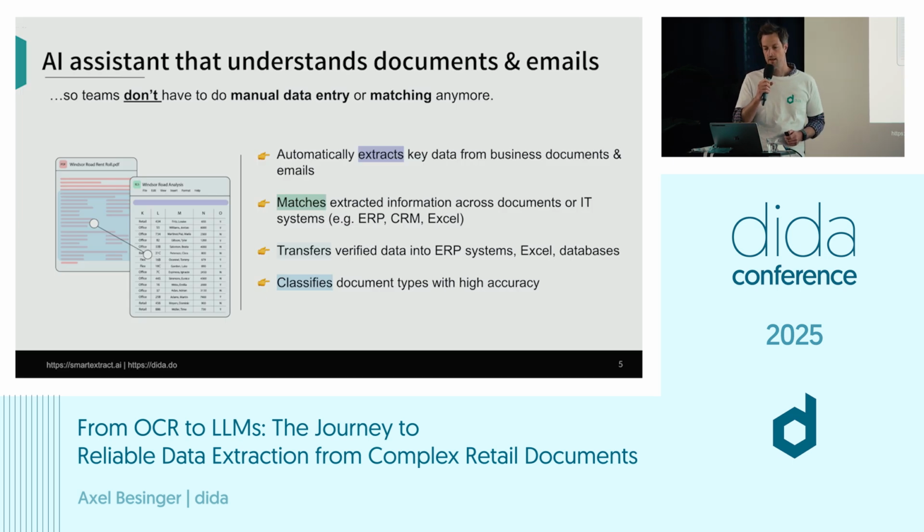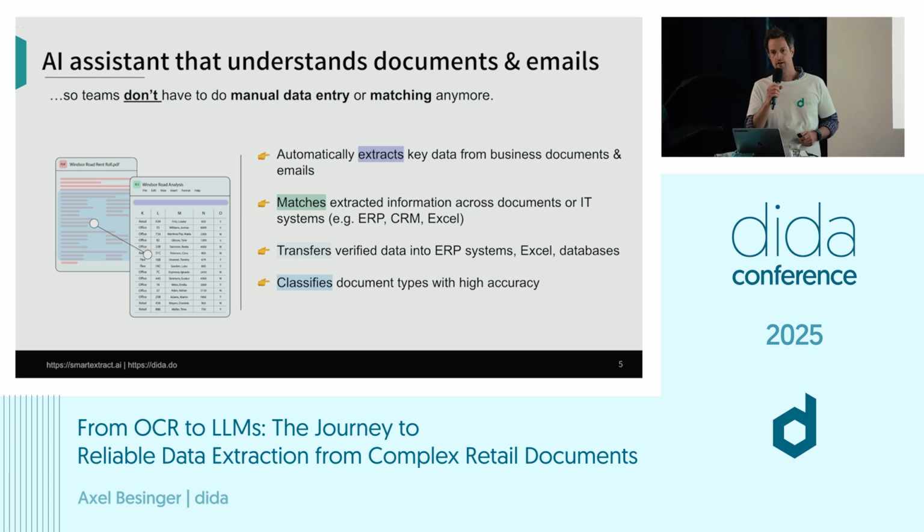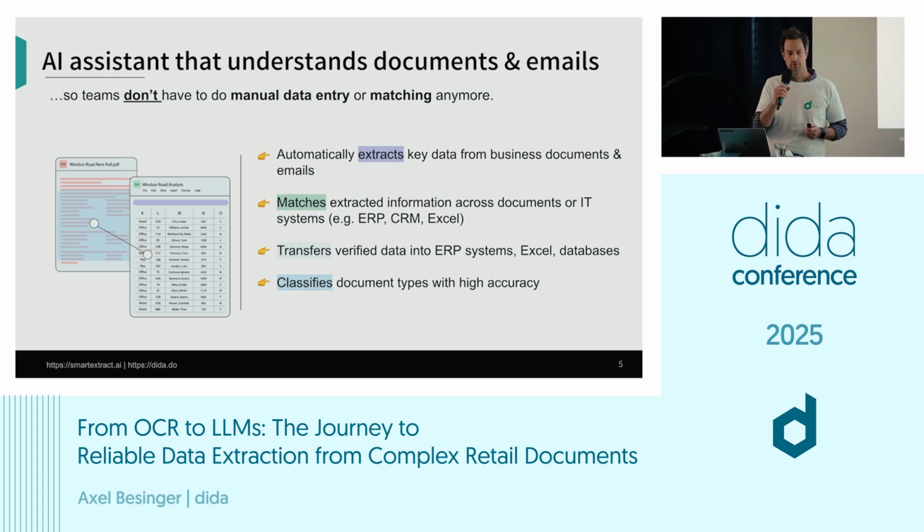Smartextract is an AI assistant that understands business documents in emails like a person, just faster and without the fatigue. It's basically built to extract information from complex business documents in emails, to take that extracted information and match it across documents or other IT systems like ERP systems, to transfer verified data to a downstream system, like it could be an ERP system or a Google Sheet. And if it's necessary, it also classifies documents by type with high accuracy.